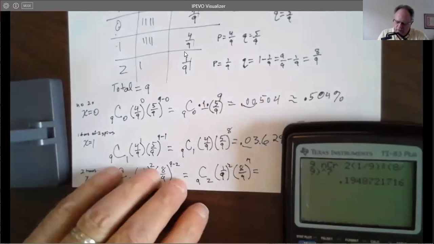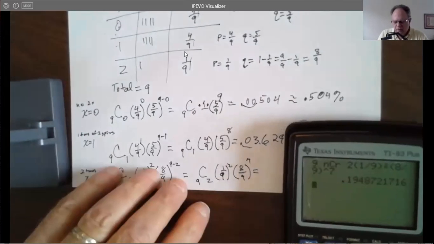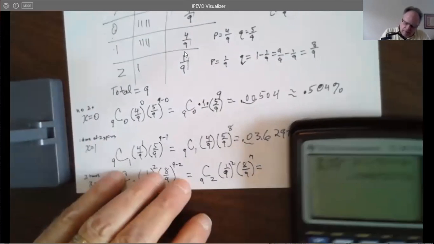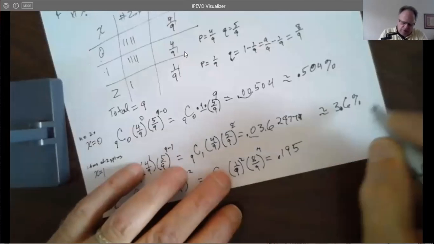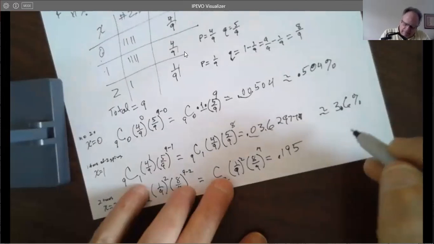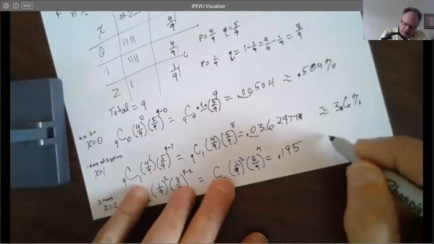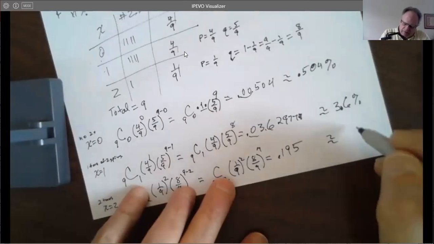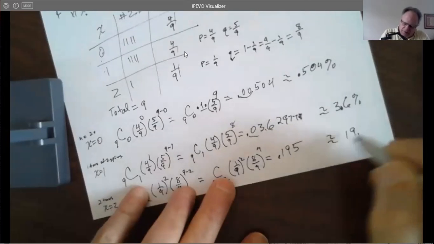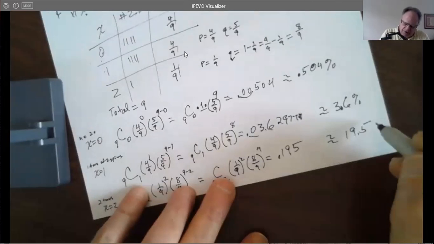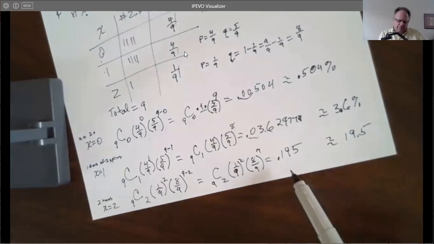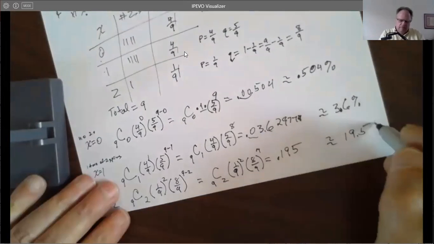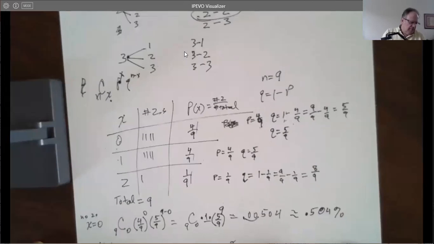And then hit enter. And we get 0.195. So that means that, if we move that decimal point over 2 places, we have a 19.5% chance of rolling 2 twos. All right. Questions with that?